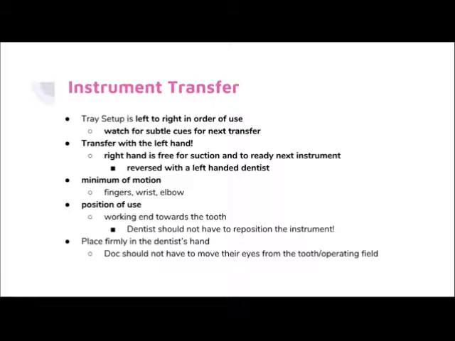It should be placed firmly into the dentist's hand, and the doc should not have to move their eyes from the operating field. So the dentist wants to keep their focus on the tooth so that when they reach out to grab an instrument, you're making sure that they can feel that the instrument is in their hand, which doesn't mean you smack it down, but you want to pass it with some authority, and you want to make sure that it's in position that the doc can just use it, go right into the mouth, and do what they need to do with it.